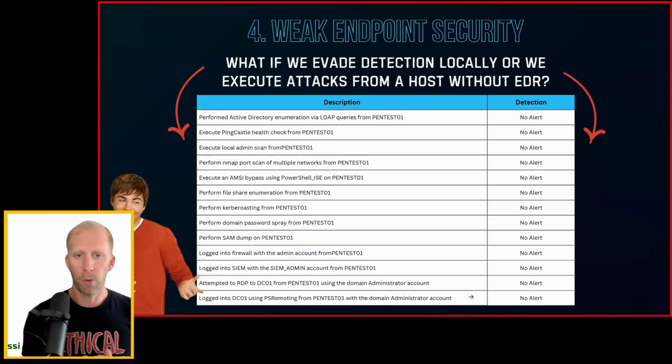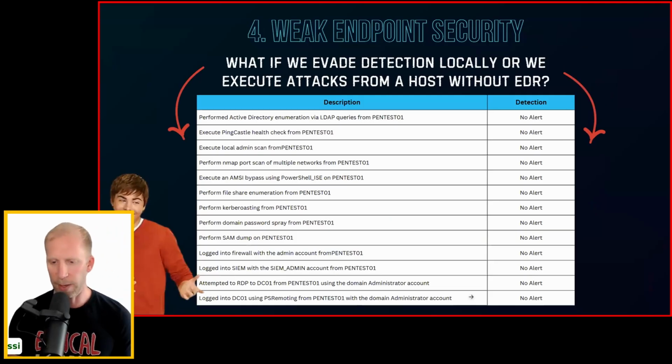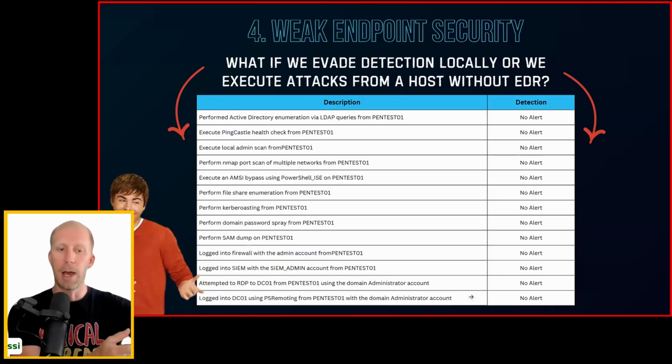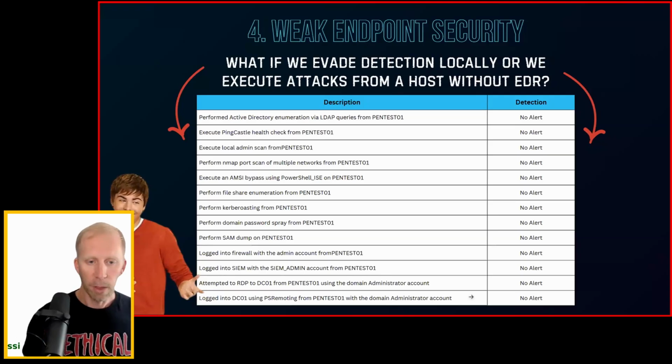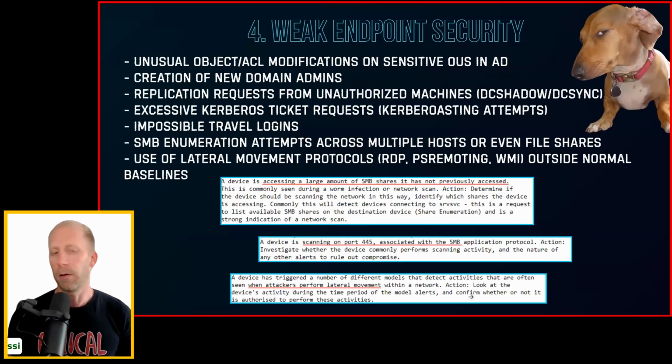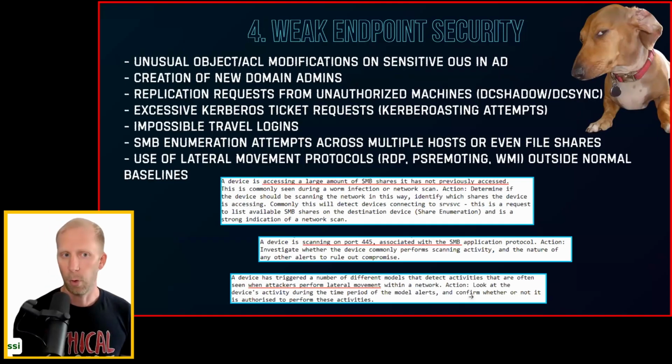And lastly, for weak endpoint security, I keep saying lastly, I think I'm almost at the end of this section. But what if we evade detection locally? Or what if we execute our attacks from a host that doesn't have EDR? Or what if, like earlier, we deploy our own EDR on top of the existing EDR so that EDR doesn't see what we're doing, right? The whole point is we shouldn't rely on one detection layer alone. We should have detection in depth, if you will. And we need to start thinking about non-endpoint based detections in addition to the endpoint based things.